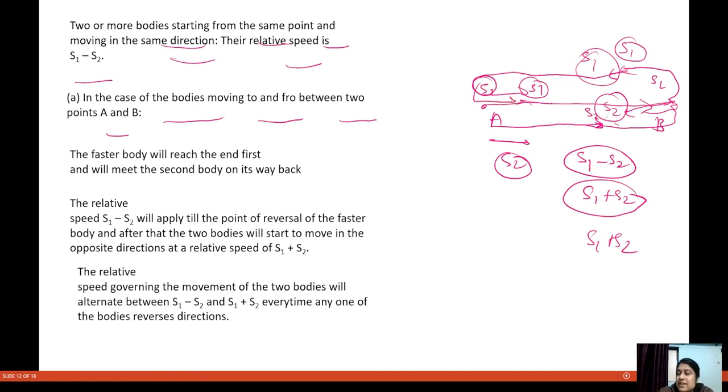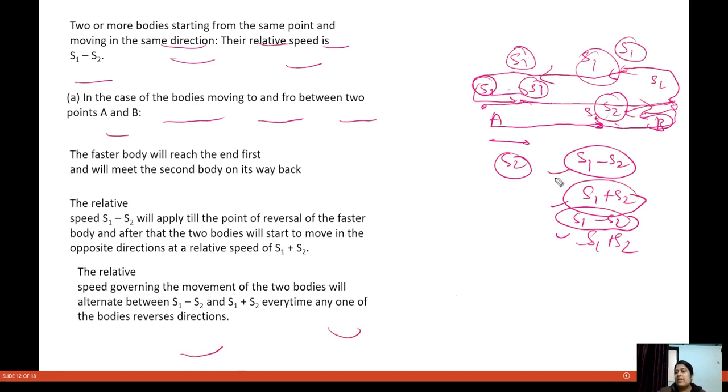But when this person has turned in this direction, for example, if s2 has turned but s1 has still not turned, then again the relative speed will become s1 minus s2. So this condition will keep on repeating. Whenever someone is turning or is in the opposite direction, the relative speed will alternate between s1 minus s2 and s1 plus s2, every time any one of the bodies reverses direction.